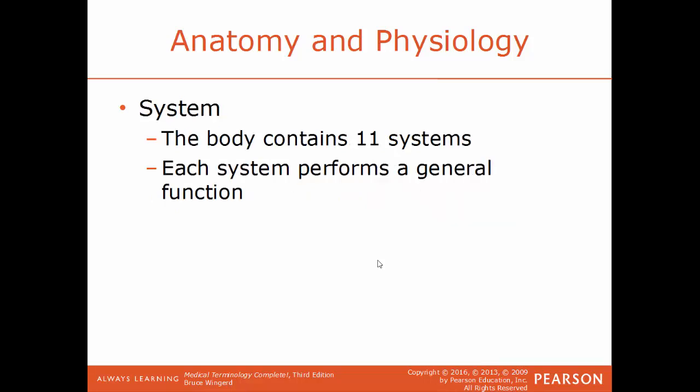Then we get certain organs working together. You get organ systems. The body has 11 body systems, and each system will perform a general function. Breaking down food so your body can use that energy. Getting rid of carbon dioxide as waste. Pumping blood through various tissues of the body. And we'll talk about each of those 11 systems briefly next.